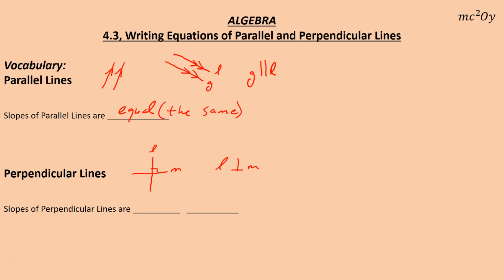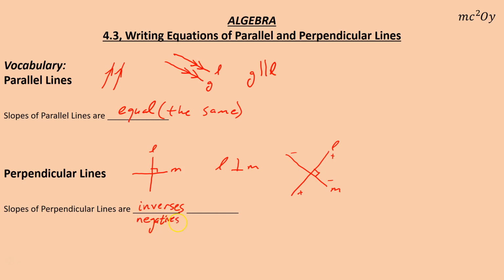Slopes of perpendicular lines. You'd note if I had perpendicular lines like so here, the slope of this line, line L, is a positive slope, where the slope of line M is a negative slope. So this would be negative, this would be positive, and that's always going to be the case. So slopes of perpendicular lines are inverses of each other. In other words, they're opposite sign or negatives.